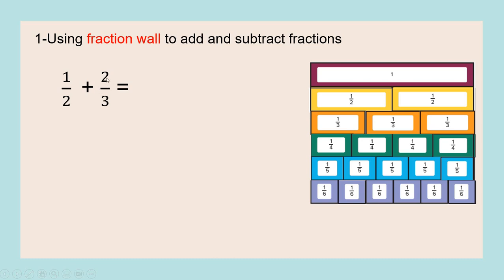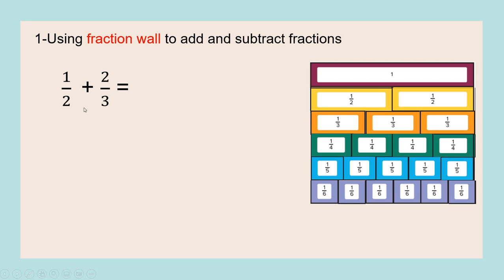I have here 1/2 plus 2/3. How can I use this fraction wall to know what is the answer of this addition? Well, first of all, I notice that in the denominator I have 2 and here I have 3. I already know from last year how to add fractions with like denominators. If I have 2 and 2, I can add or subtract the numerators, right? And I will find the answer.